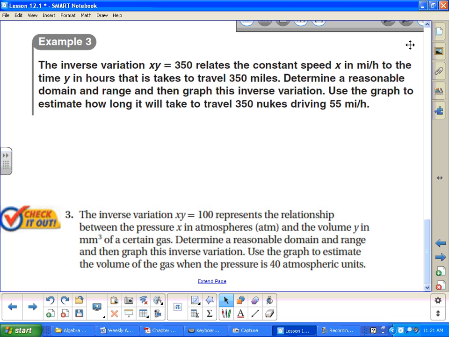Okay. So what would be a reasonable domain and range? All right, let's talk about domain first of all, values of x. So x is speed. So what's a typical speed that people drive? 55? Okay. If I was going 350 miles, you think I'd drive 55 miles an hour? But that's only one number though. What's the slowest that people usually drive? You drive around town, how fast do you drive?